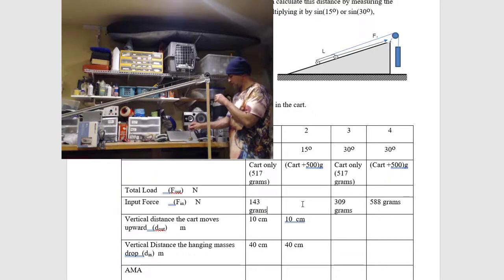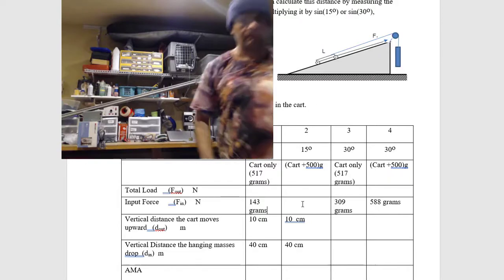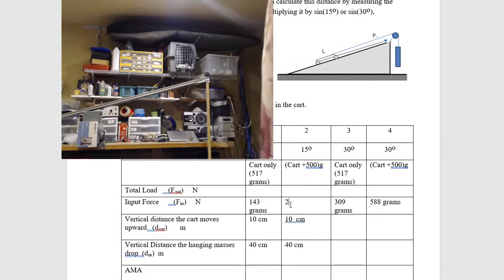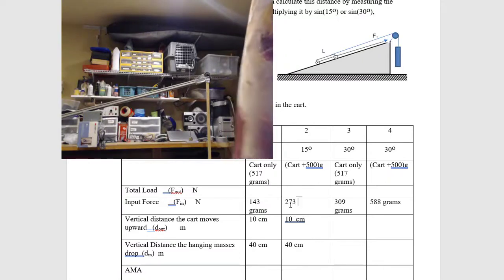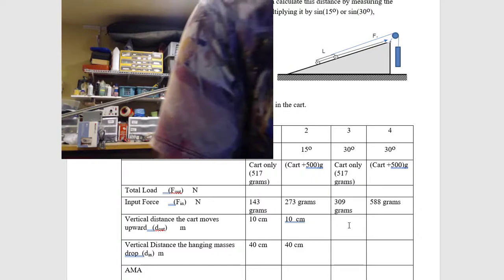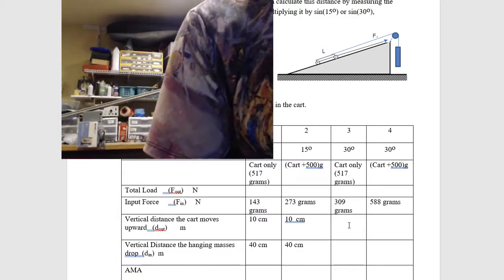I'm going to weigh it, or mass it. I get 273 grams for this one. Okay, now I'm going to go back and make sure I have the data I need for the 30-degree case.